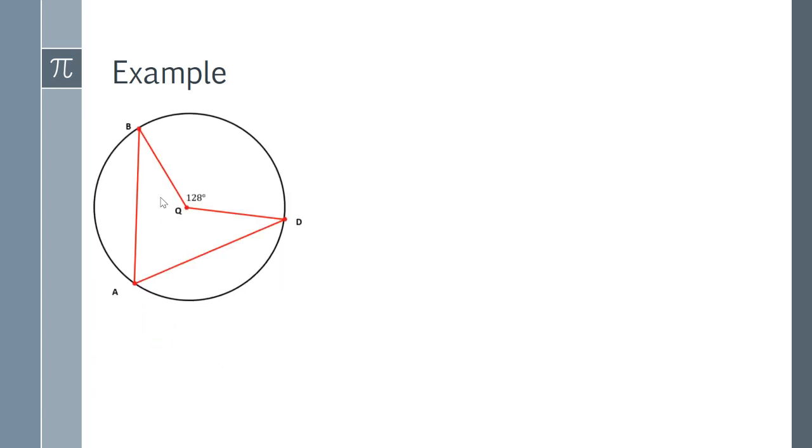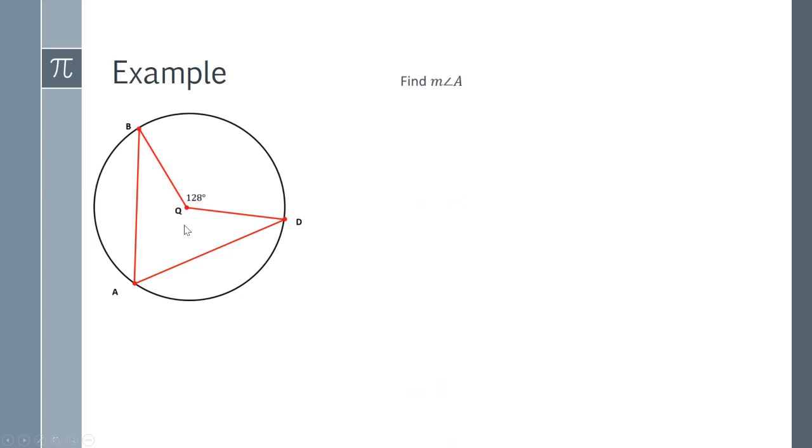So here's an example. Remember, we want to distinguish between a central angle, which has its vertex in the center, versus an inscribed angle, which has its vertex on the circle. So this arc right here, remember, is the same as the angle. So the central angle and that arc are the same. So arc BD and angle Q are the same.